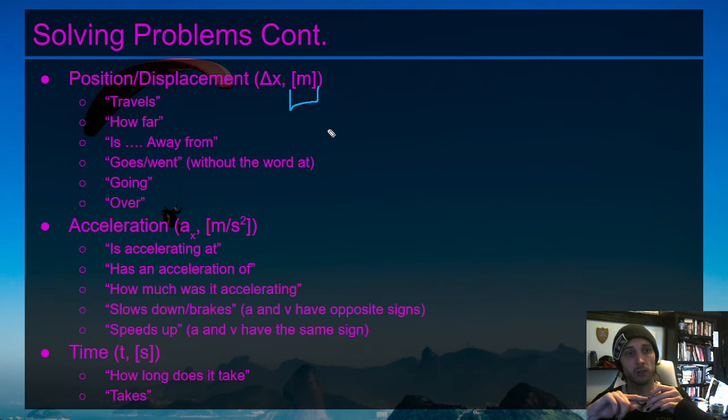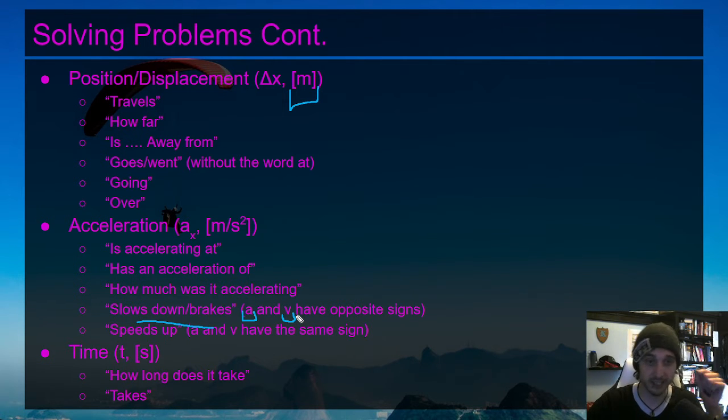Acceleration is going to be probably just literally use the word accelerating. So has an acceleration of, accelerates at, slows down or brakes at, and then it'll give you an acceleration, speeds up at, and then it'll give you an acceleration. There is some hidden information in those last two, which is that if it says that it's slowing down, you know that acceleration and velocity have opposite signs.